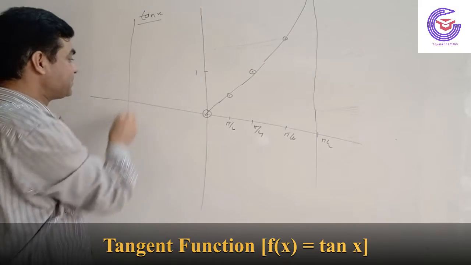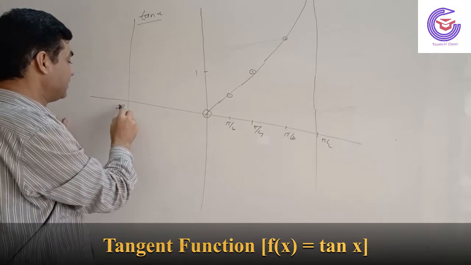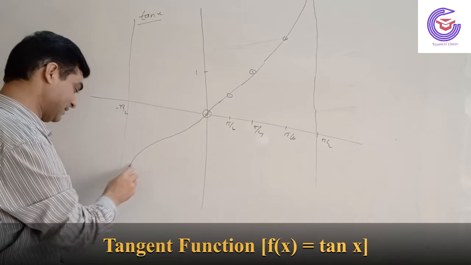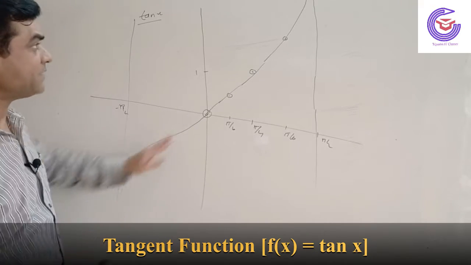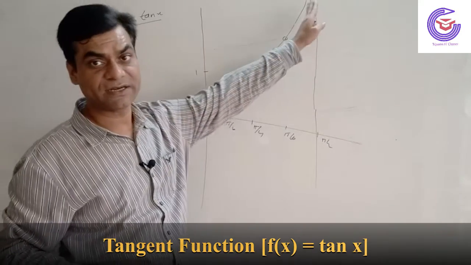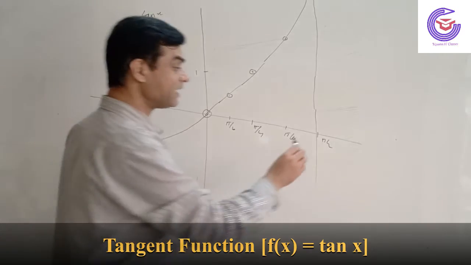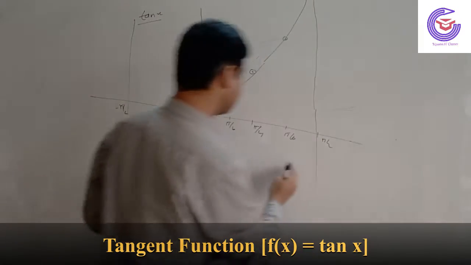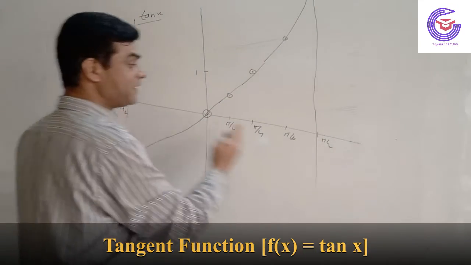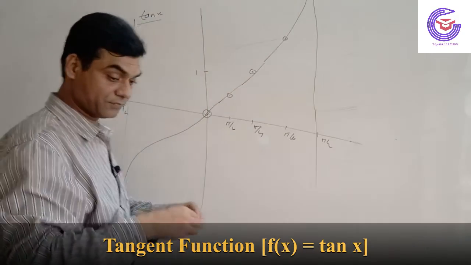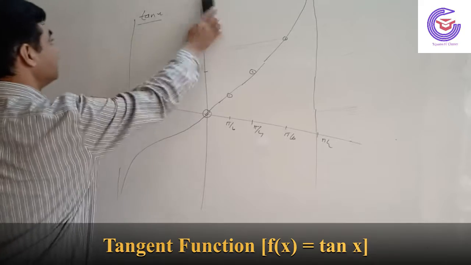What happens at minus pi by 2? It keeps on increasing, but on the negative side. So this graph will look something like this. It will never touch here. It will keep on increasing as x approaches pi by 2. What happens in the second quadrant? So this is from minus pi by 2 to pi by 2. Okay. In the second part, how do you plot that?